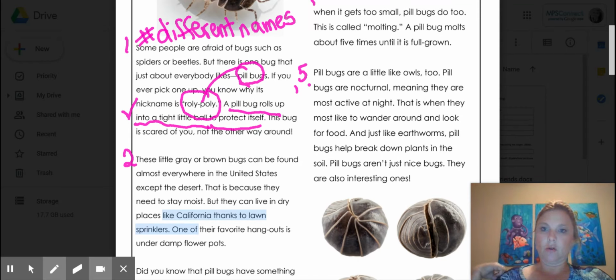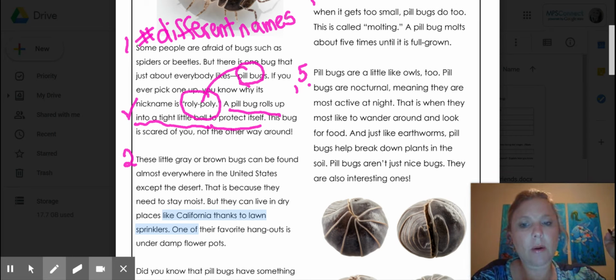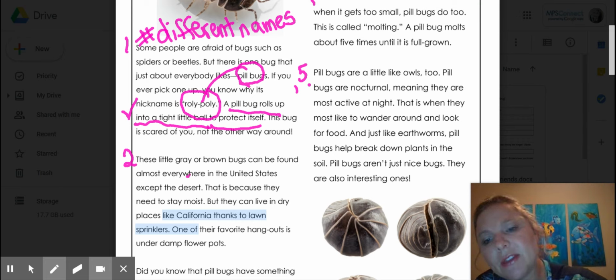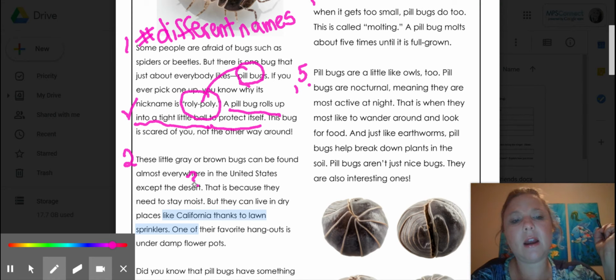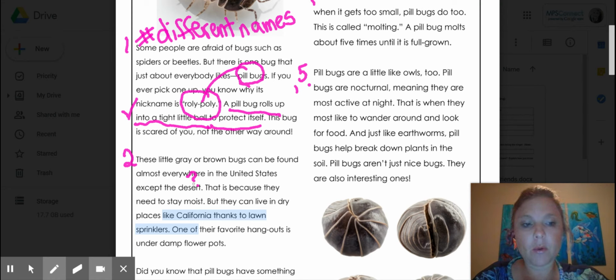Okay, now I'm going to go to paragraph number 2. These little gray or brown bugs can be found almost everywhere in the United States except for the desert. Now, when I first read this, I did put a question mark there because where do we live? What's our habitat? It is a desert. And what did Gavin find when he went outside? He found roly-polies for me. And so I was confused. I'm like, we live in a desert, but we're finding roly-polies. However, let's read on and you'll understand more.